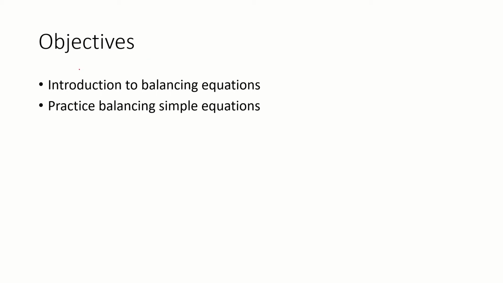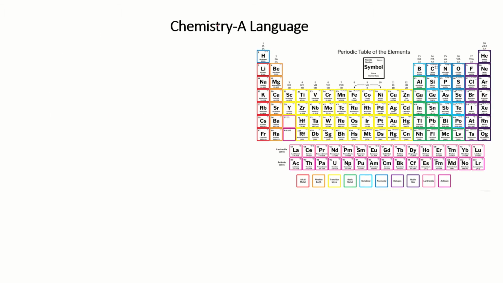The objective of this video is to give you an introduction to balancing chemical equations and to practice balancing some simple equations. Now, I want you to see chemistry as a language. And in this language, all the letters and numbers that you use are given in the periodic table. By now, you know how to write the formula of compounds, ionic compounds, or covalent compounds.